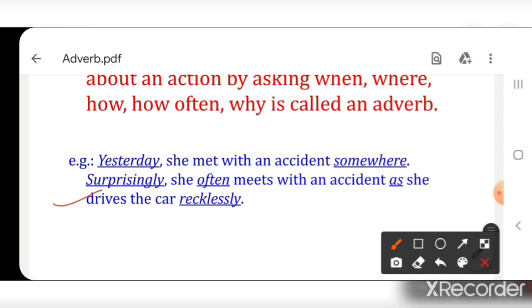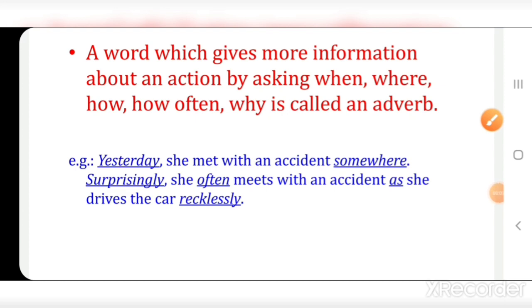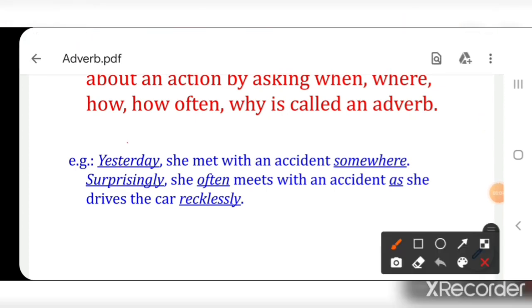Now, this is the narration of one incident. Okay, but these words which I've underlined are giving more information about an action of meeting. Meet what? Meeting with an accident. So through these words, we are getting answers to all these questions. Okay, when did that action take place? How often, where, and why.